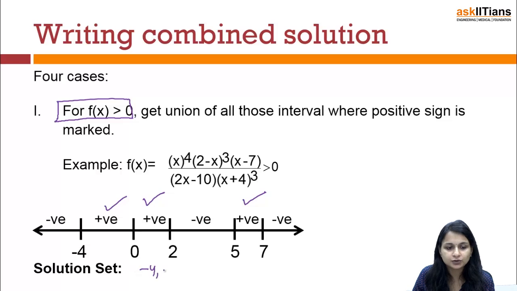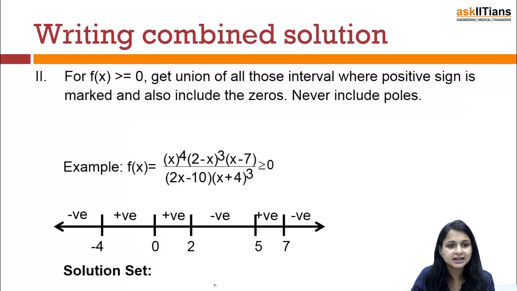Minus 4 comma 0, because it is not f(x) greater than or equal to 0, so I will not be using a rectangular bracket. So we can write it like this: minus 4 comma 0. You can see that at 0, again after 0 also positive, so minus 4 comma 2 union 5 comma 7. So this is my final answer.